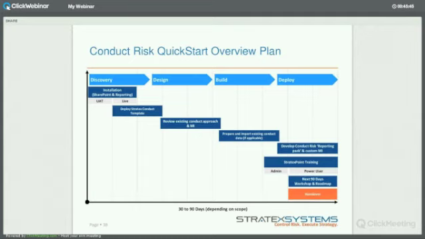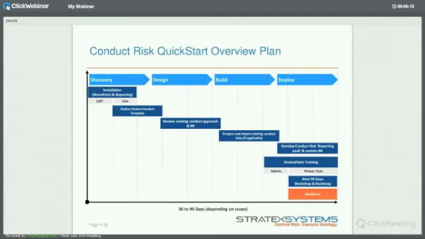Once that build phase is completed, we then move into a deployment and handover phase where we're focused on making sure that you have a single conduct risk reporting pack produced and ready to go at the end of the project. And that's in addition to all the standard reports and dashboards that come with our solution.